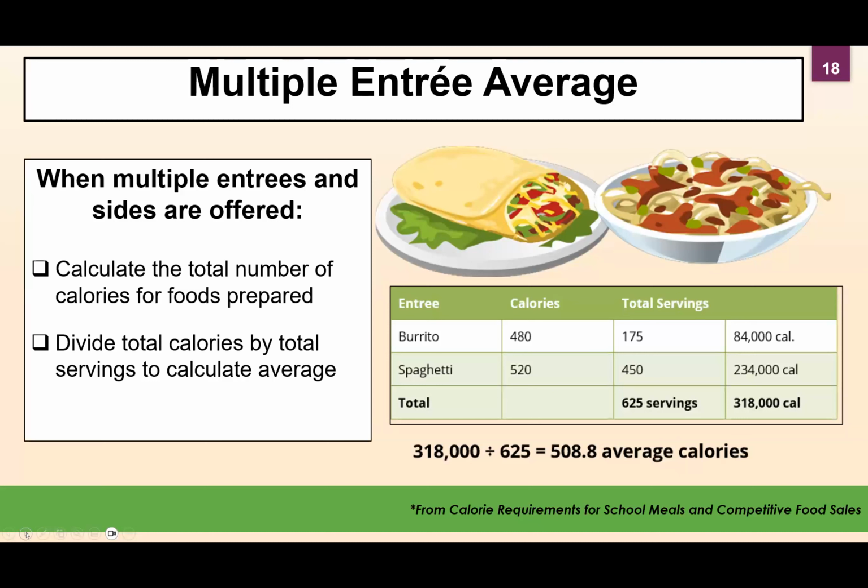So for this example, 625 servings. They took the calories and added them up and then divided by the 625 to get an average calories for those entrees.